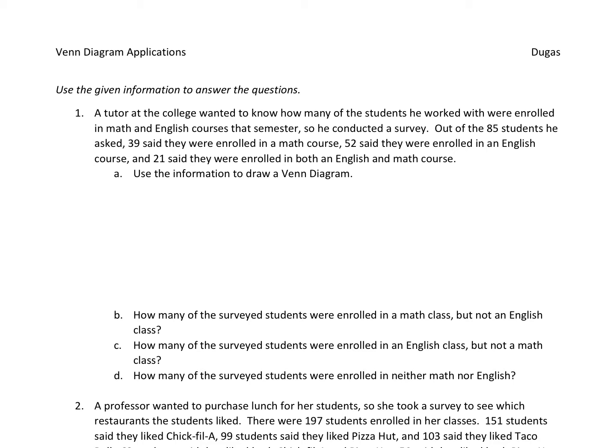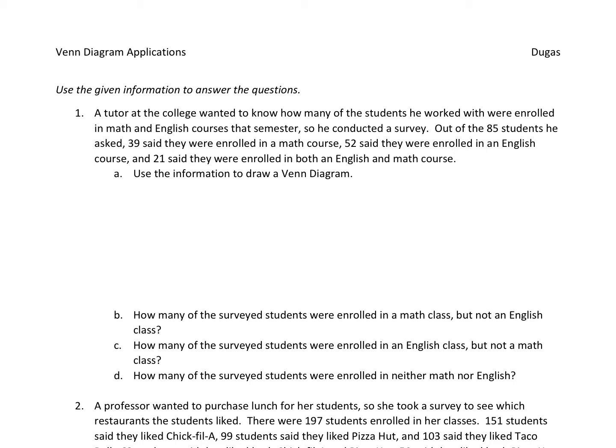Out of the 85 students he asked, 39 said they were enrolled in a math course, 52 said they were enrolled in an English course, and 21 said they were enrolled in both an English and math course. Use the information to draw a Venn diagram.